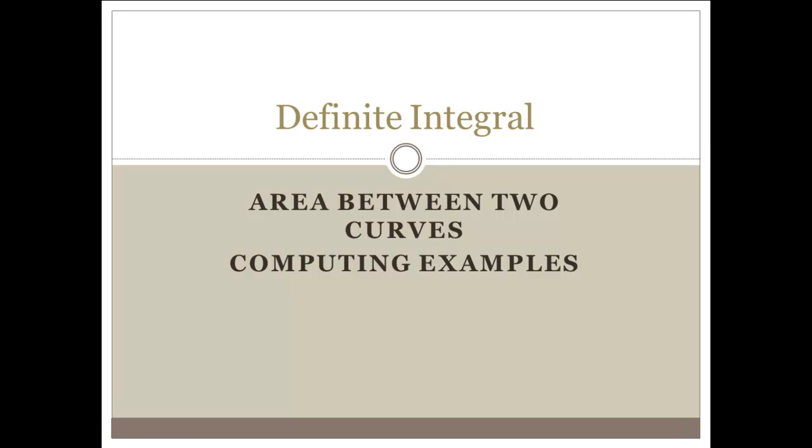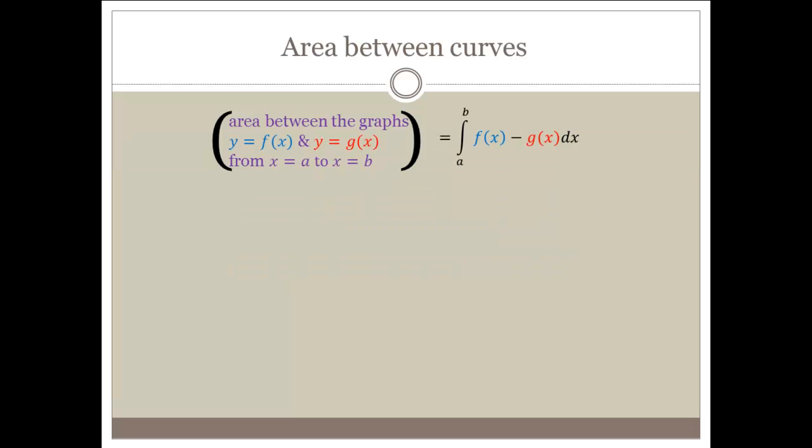In this video, we will look at two examples where we compute the area between two curves. We just found that the area between the graphs of y equals f of x and y equals g of x from x equals a to x equals b is the integral from a to b of f of x minus g of x dx. Remember here that we are using that f of x must be bigger than g of x.